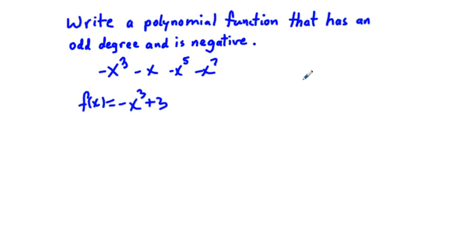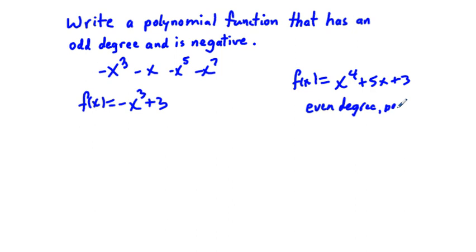If you had one that would be f of x equals x to the fourth plus 5x plus 3, this would be even degree and positive. I think on this one you're going to be asked to produce options from a multiple choice selection. But this would be an example of a correct answer to this problem.